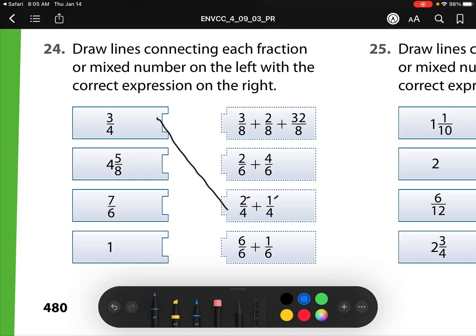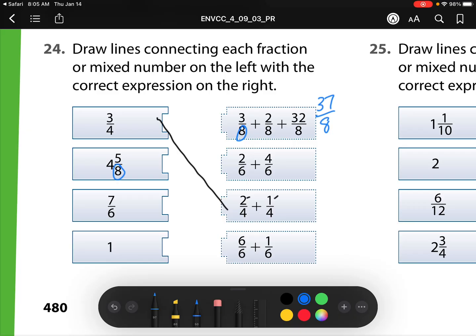Our next one I see right here is 8. So I should look for a fraction that has 8 in its answer. And I see it over here, so let's just make sure. That's 3 plus 2 is 5. 5 plus 32 is 37. But I have this issue. Is 37 equal to what?